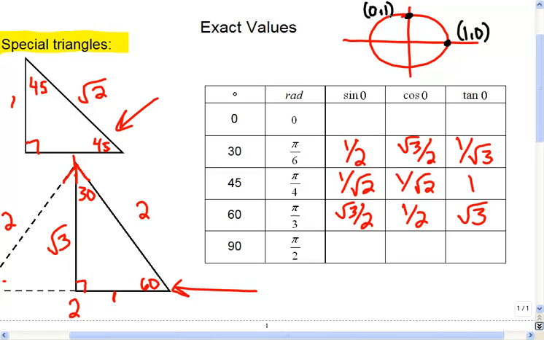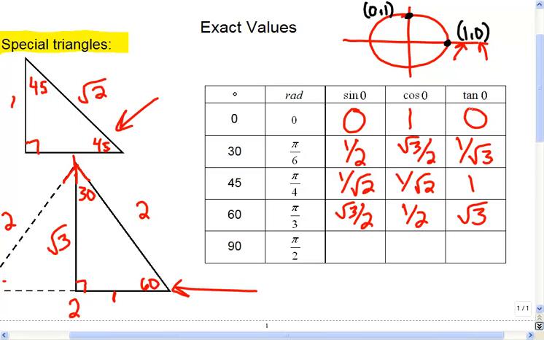Because then I can use those coordinates to figure out their exact values. So at 0 degrees, the sine is going to be worth 0. It's the y-coordinate right here. The cosine is the x-coordinate at 0 degrees, so it is 1. The tangent is sine divided by cosine, or y divided by x, so we get a 0.